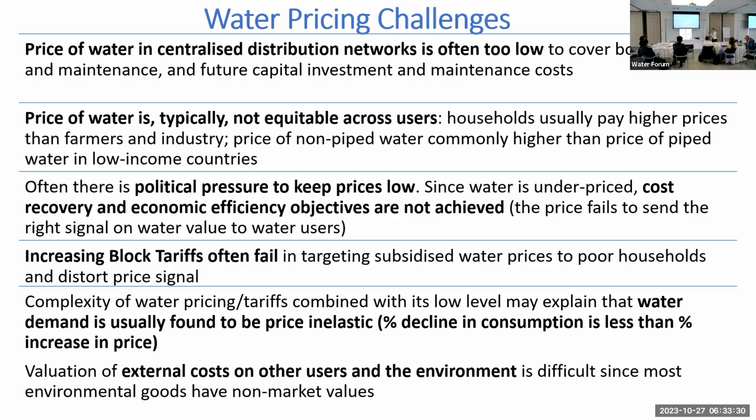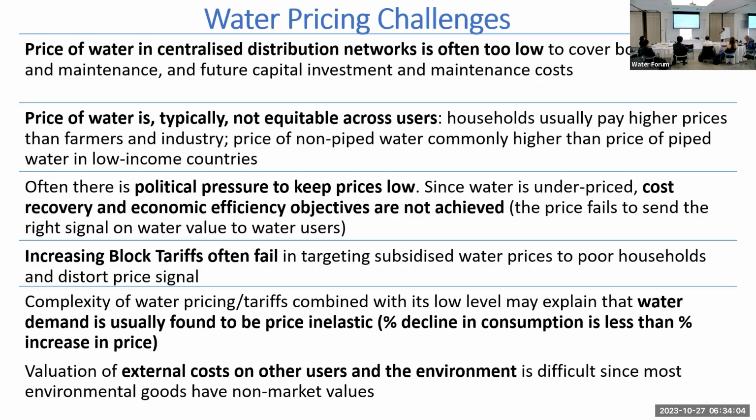If they're not covering all their costs, they're not going to be able to maintain infrastructure. They're not going to be able to expand infrastructure. Quality is going to decrease. These are all the problems that often occur. Increasing block tariffs often fail in meeting equity objectives. And you have issues with collection because people don't understand it. And then agencies actually can't collect the money from the increasing block tariff anyway.